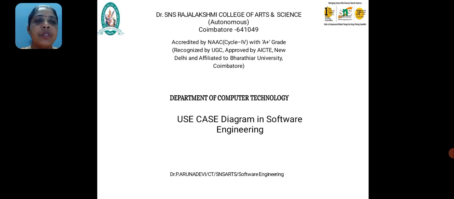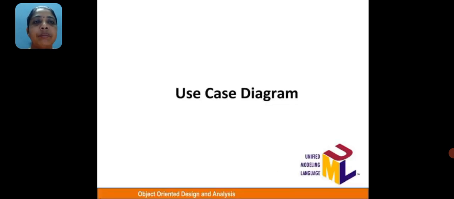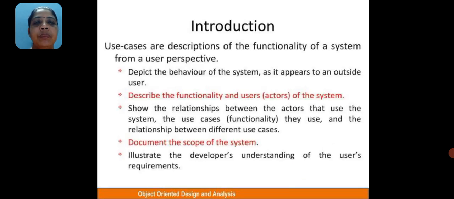Today we are going to see about the use case model in software engineering, that is, in the requirement model. The use case model plays an important role in requirement modeling in the Unified Modeling Language. Use cases are the description of the functionality of a system from the user's perspective. It shows the behavior of the system, how the user will see and interact. So it describes the functionality and user factors of the system.